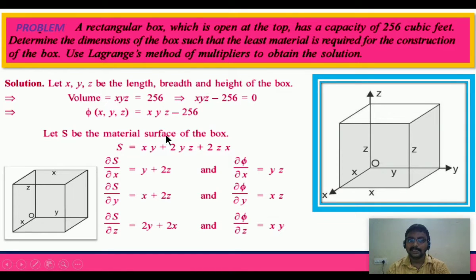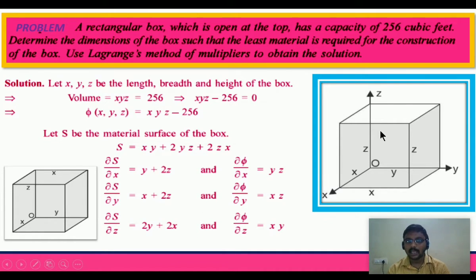Let S be the material surface of the box. Now S is xy plus 2yz plus 2zx, the total surface of the box. Here xy is only considered because the box top is opened. The remaining surfaces are closed, so that 2yz plus 2zx. The bottom surface is xy, the parallel top surface is also xy, but it is opened. The left surface is xz, the right surface is also xz. The front surface is yz, the back surface is also yz.